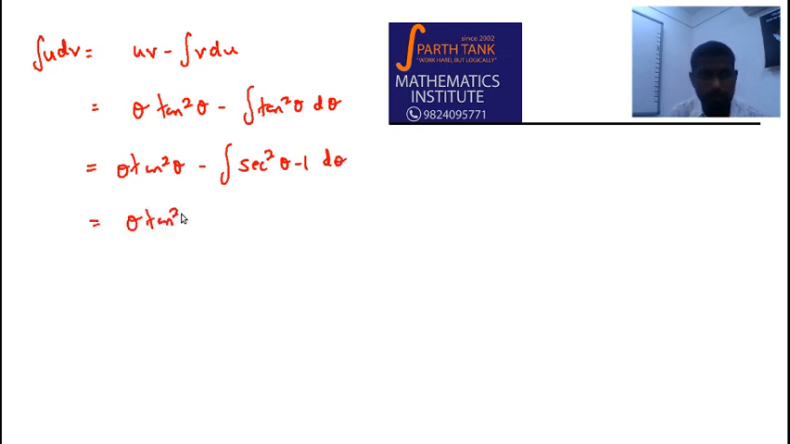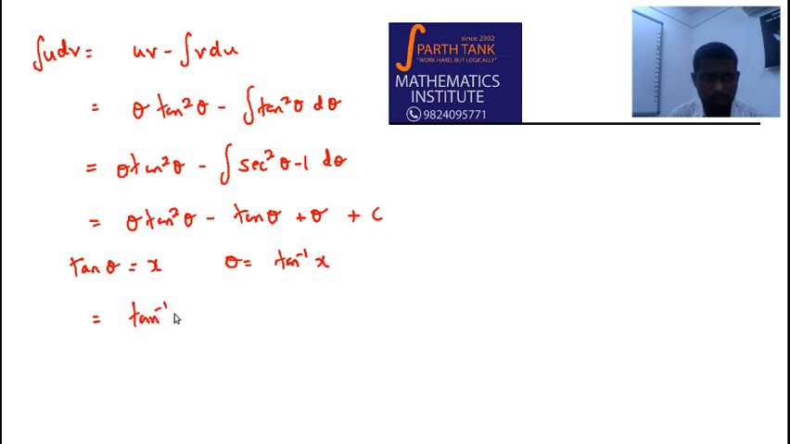So integral of secant squared theta becomes tan theta, with the minus sign, and the integral of 1 becomes just theta and the arbitrary constant. Now remember, tan theta was our x initially. So theta will be tan inverse of x. So using these here, the integral is theta is tan inverse of x. Tan squared theta is x squared because tan theta is x, minus tan theta is again x, and theta is nothing but tan inverse of x.